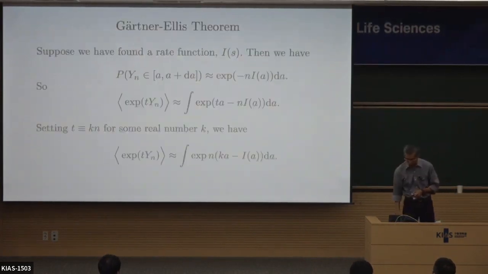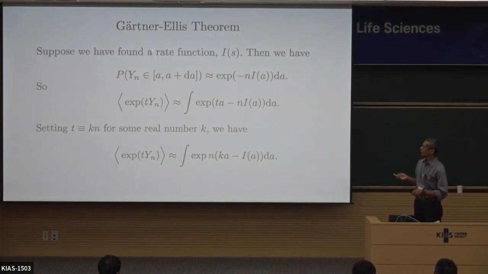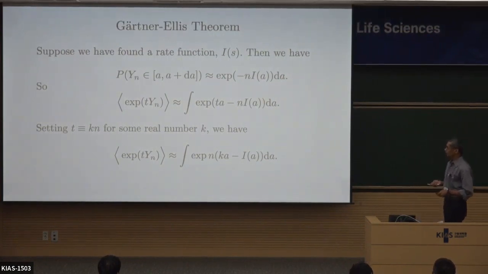Now, the most convenient or most important way in which we'll calculate rate functions is called the Gärtner-Ellis theorem. And what does this say? It's actually a very simple result. I won't try to prove it. It's not hard to prove, but I won't prove it. What I'll give you is some intuitive idea for why it's actually true.